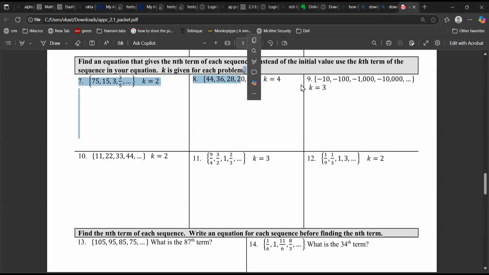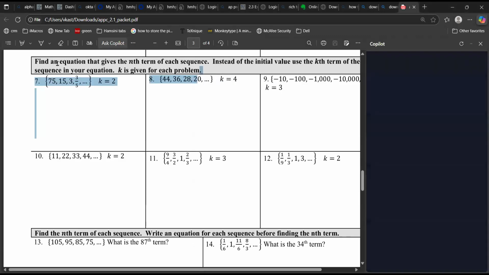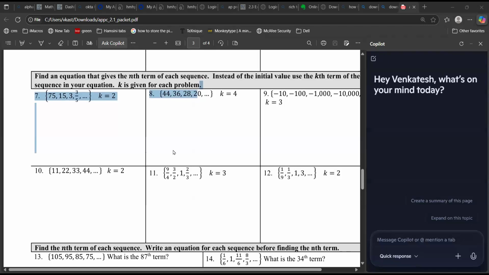We'll use 20 here. Similarly, the full equations for number 7 or any of the other ones? To avoid this confusion, I'll write one or two for you. So here, k equal to 2, right? So I'll go ahead and use this one. 15 times 1 by 5 power n minus k, n minus 2.